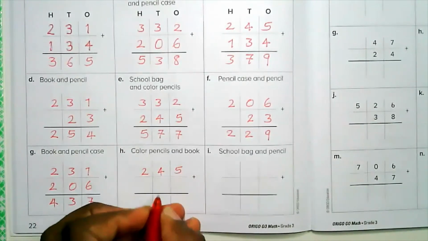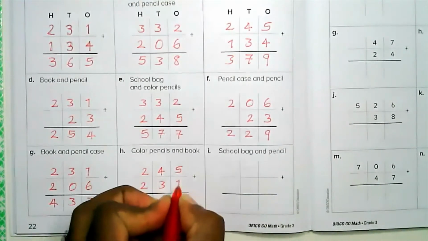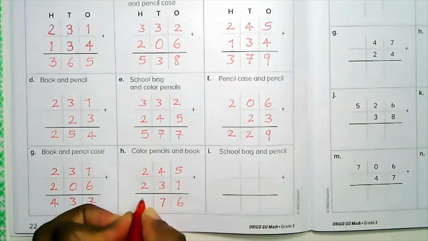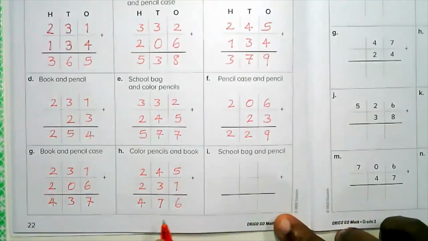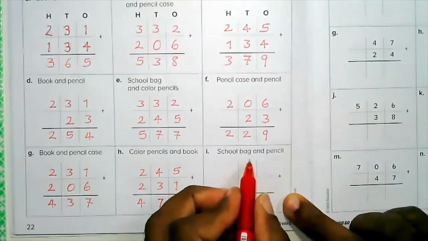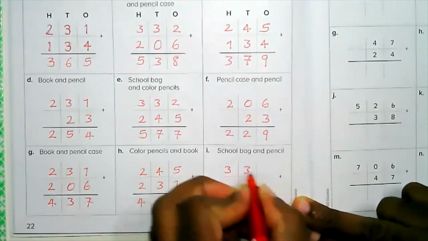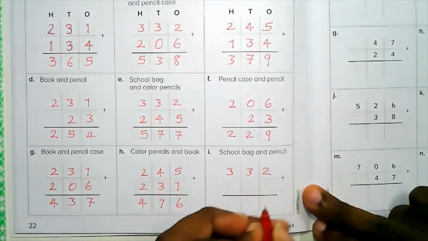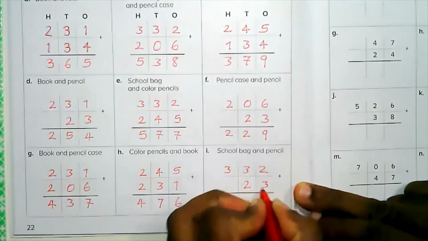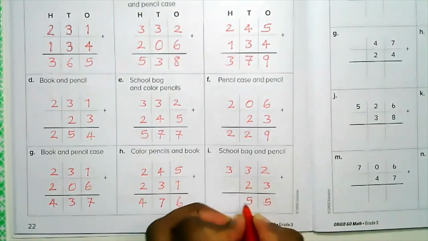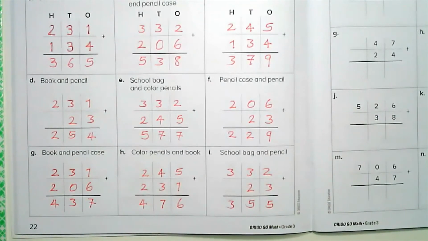Color pencils and book. Book is 231. Let's add up. We have 6. We have 7. We have 4. 476. School bag right here. Pencil. So we have 5 here, 5 here, and 3. So compare your answers with mine. If it's incorrect, please do the correction.